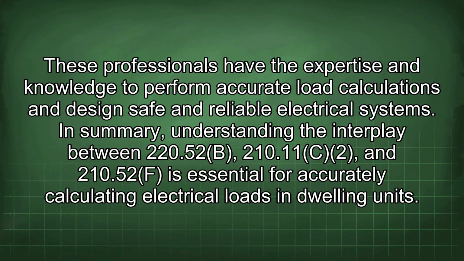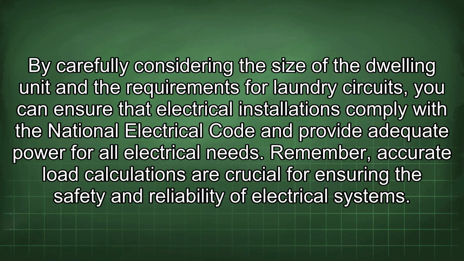In summary, understanding the interplay between 220.52b, 210.11c2, and 210.52F is essential for accurately calculating electrical loads in dwelling units. By carefully considering the size of the dwelling unit and the requirements for laundry circuits, you can ensure that electrical installations comply with the National Electrical Code and provide adequate power for all electrical needs.